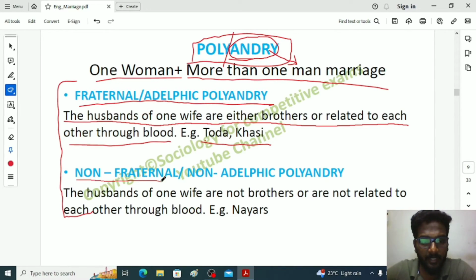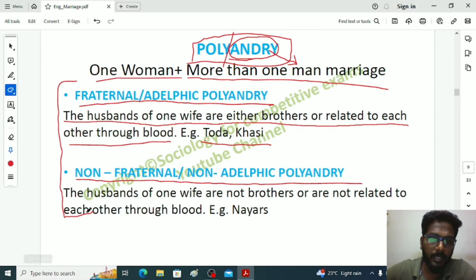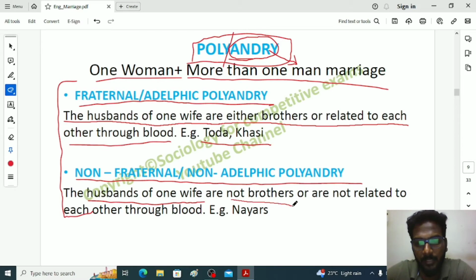Next is non-fraternal or non-adelphic polyandry. So in this case, the husbands of one wife are not brothers and are not related to each other through blood. This type of polyandry is familiar among Nayars of South India.